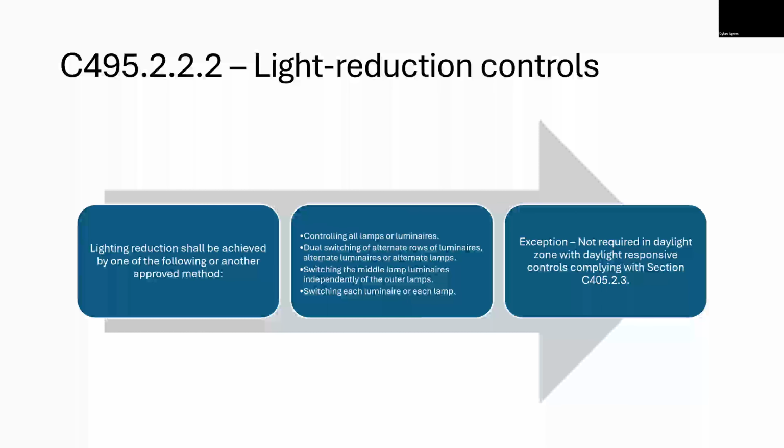Lighting reduction shall be achieved by one of the following approved methods. Basically this applies to fluorescent lighting, which we don't really have a whole lot of anymore. It's where the lamps and the luminaires are in the middle one, and/or switching and step dimming. It's not required in daylight zones with daylight responsive controls. So if for some reason you're working on a historic building that has fluorescent lighting, this will come into play.